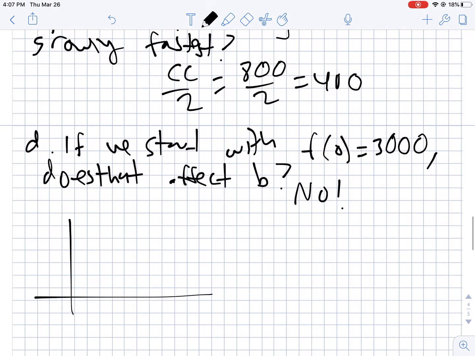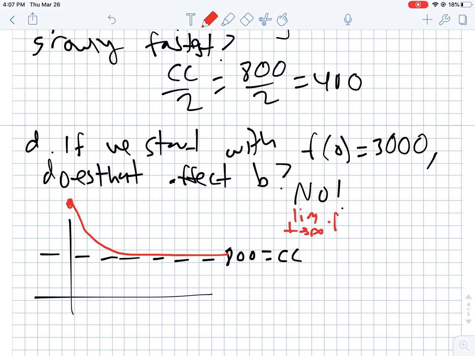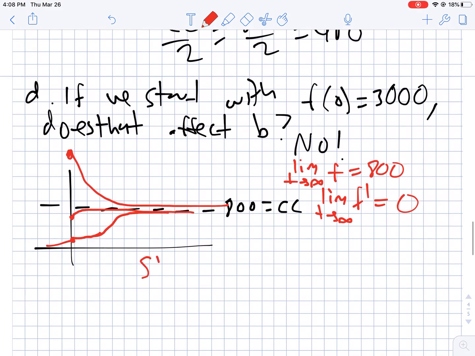Because if you think about this, you have your carrying capacity at 800. If you start above this, if you start way up here, you're still going to go down to that same thing. The limit as t goes to infinity of f is still 800. The limit as t goes to infinity of f prime, that slope, is still going to 0. And that's true no matter where you start. If you start really close to carrying capacity, it just goes up to it and follows it. If you start down here, it goes through that same inflection point and then flattens out. So that's the key, knowing the shape and some of the patterns.